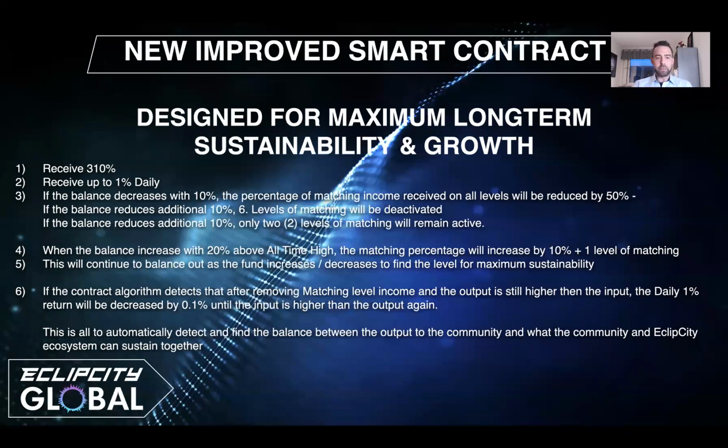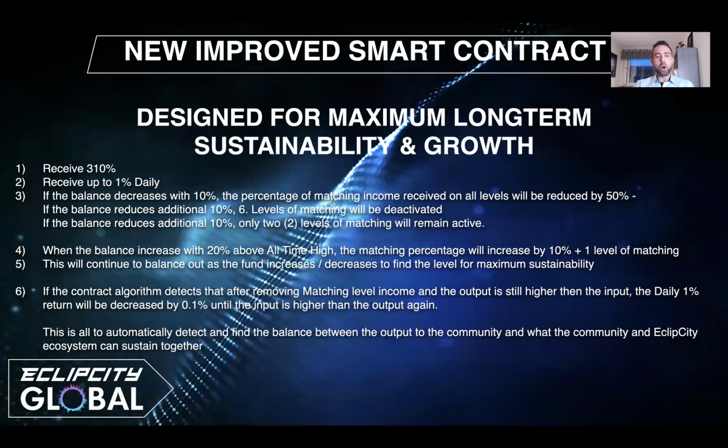And if that is not enough, if the contract algorithm detects that after removing matching level income the output is still higher than the input, the daily 1% return will be decreased by 0.1% at a time until the input is higher than the output again. So as an additional measure, I highly doubt that this will ever come to that. But as an additional measure and security feature, this is added into the contract to make sure that this will be a never-ending support fund.